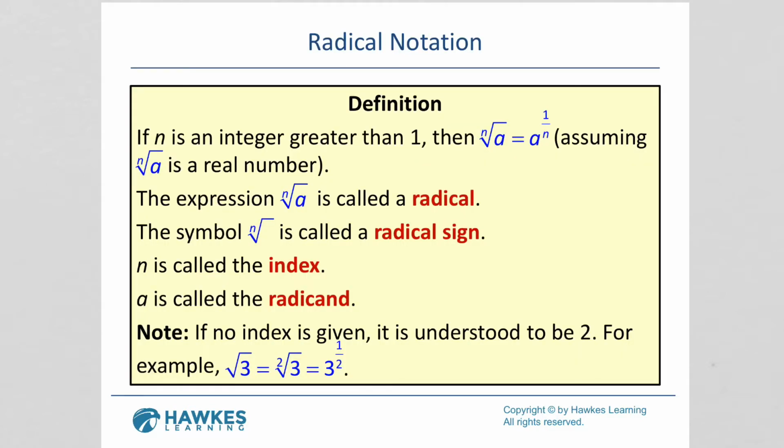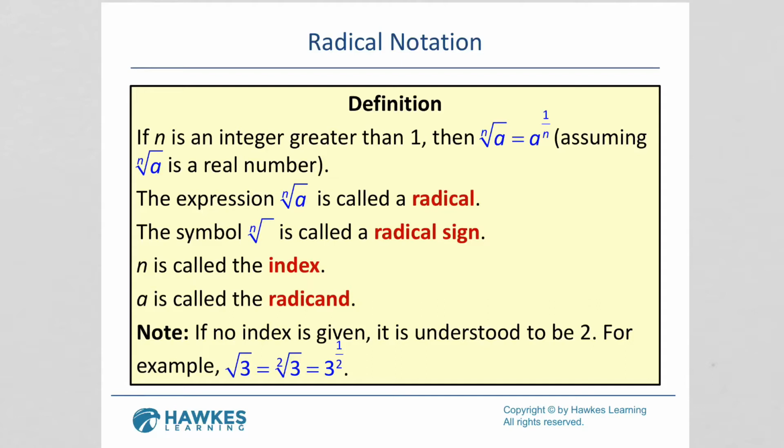Radical notation. If n is an integer greater than 1, then the nth root of a is equal to a to the 1/n, assuming the nth root of a is a real number. The expression nth root of a is called a radical. The symbol, the nth root, is called a radical sign. N is the index. A is the radicand. If no index is given, it is understood to be 2.